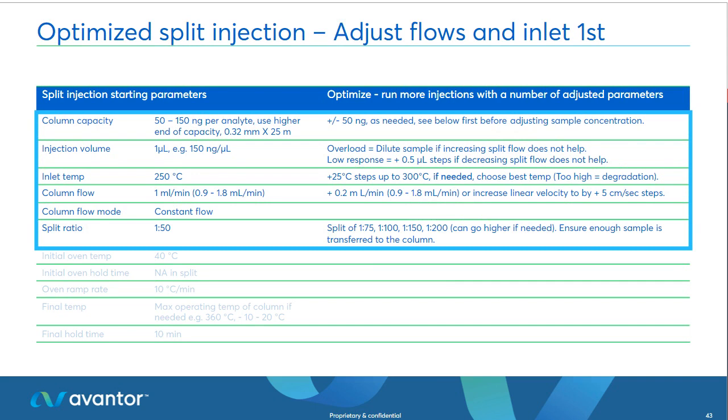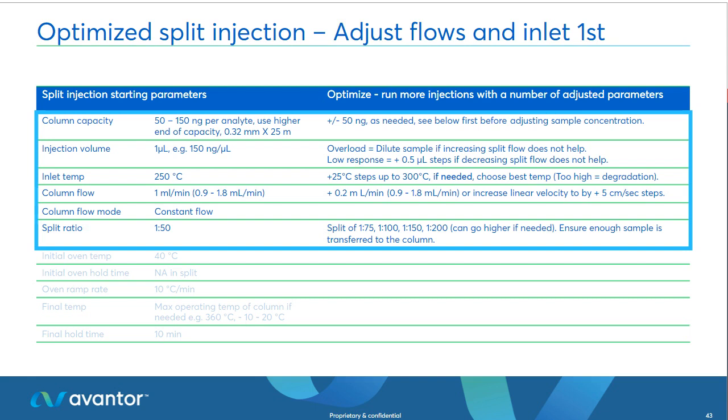So if we just go straight down to the inlet temperature first, we don't necessarily need to adjust this. We only need to change it if we're seeing degradation or real issues with the peaks not really coming through very well. If we do need to adjust it, maybe we can increase the temperature by plus 25 degrees steps up to 300, but only if it's needed. Column flow, you can increase this by 0.2 mL per minute or increase the linear velocity by 5 centimeters per second steps. This is only if you're getting a really low response. Maybe there's not enough flow coming through to the column.